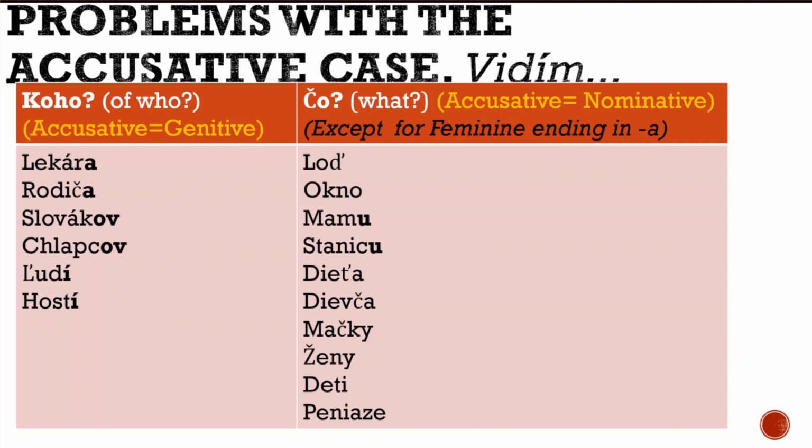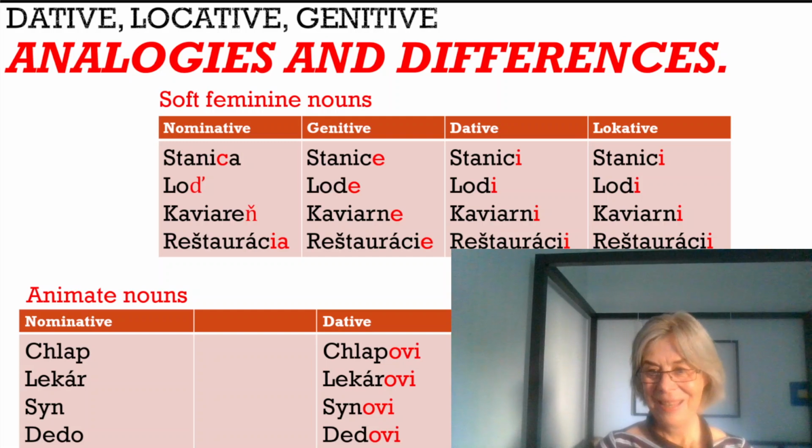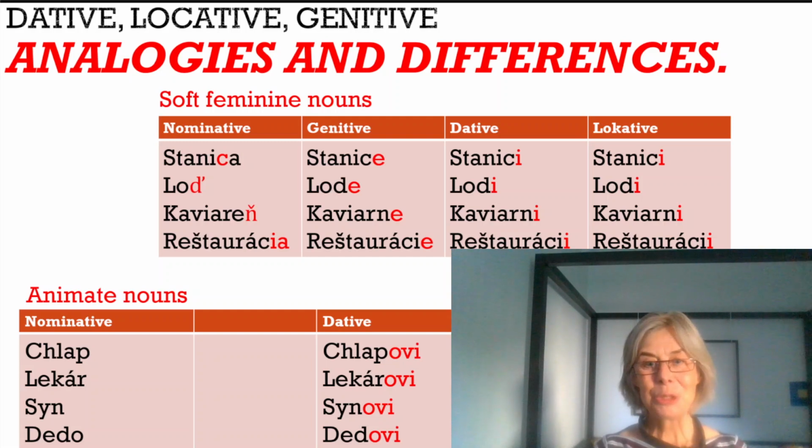For plural, there is no difference between accusative and nominative. So, vidím mačky, vidím ženy, vidím děti, vidím peniaze. Exactly the same form of the word as in nominative. And it is very interesting to compare genitive, dative, and locative cases and to find similarities and differences between them. For example, the word stanica.